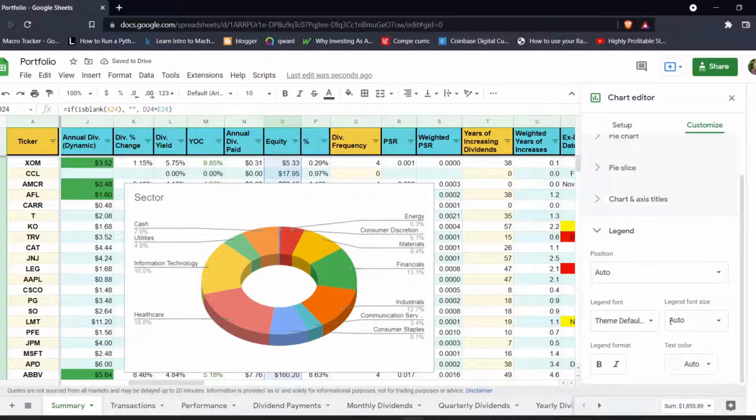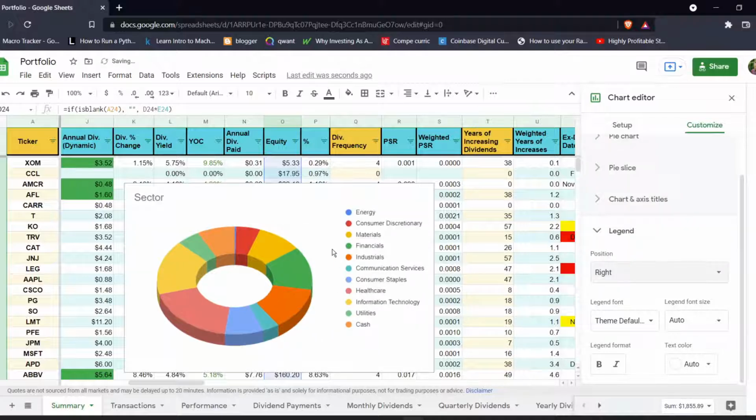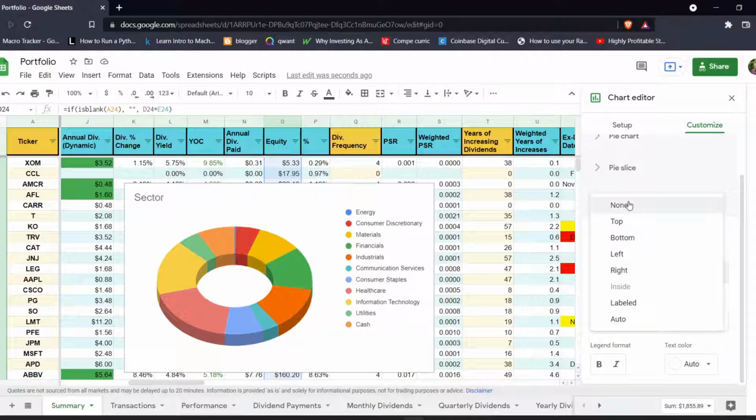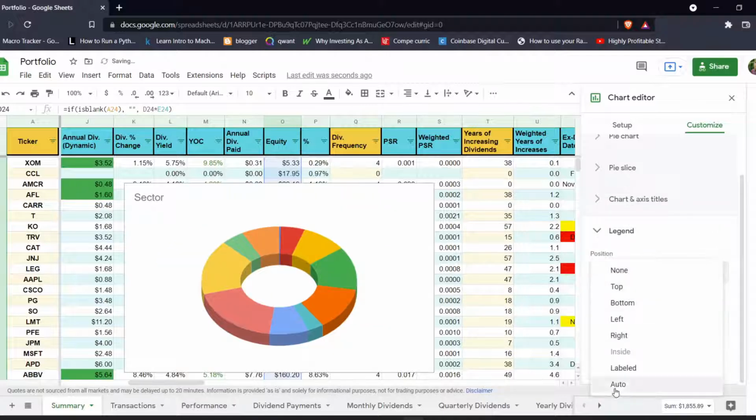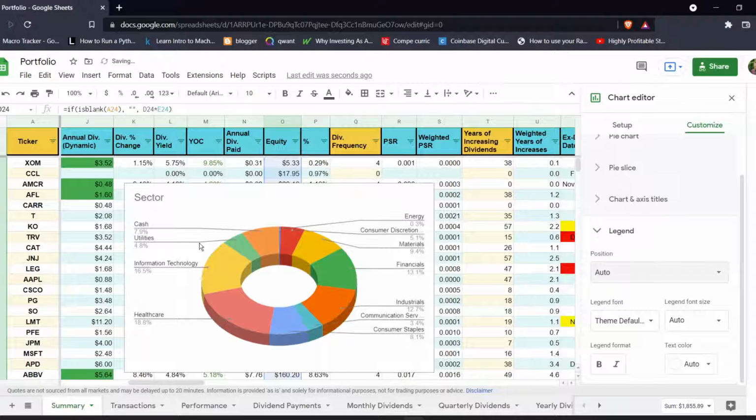And then the legend, you can change the position of the legend. So if you do it like this, then it lists out the colors, and they're not actually pointing. I like it where they're pointing, so if you do auto, it makes them point to each little slice, which I think is the easiest to read. So that's what I do. So that's about it for this chart.